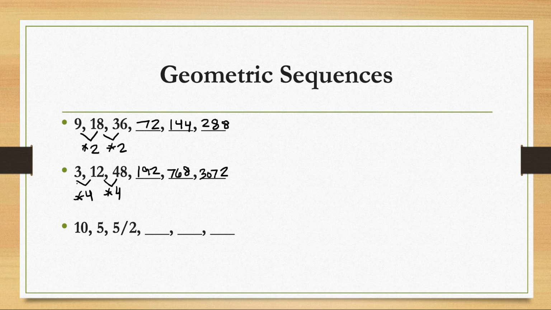All right, so now we move into our next example. And this one we see that the terms are getting smaller. We're going from 10 to 5 and then to a fraction. So I'm assuming that we're going to be doing some division. All right, so how do we get from 10 to 5? So going from 10 to 5, we are going to divide by 2.